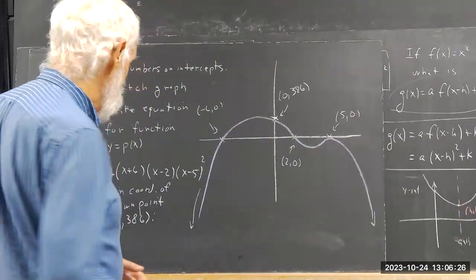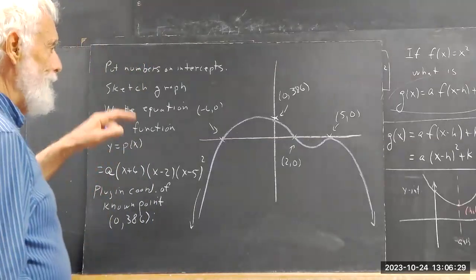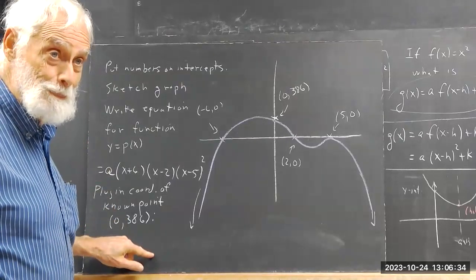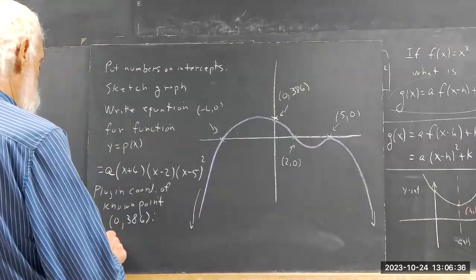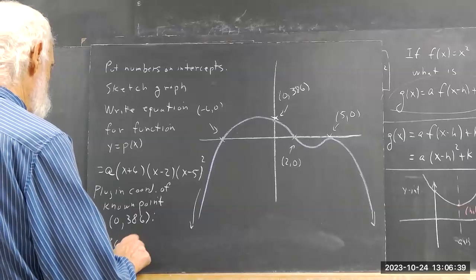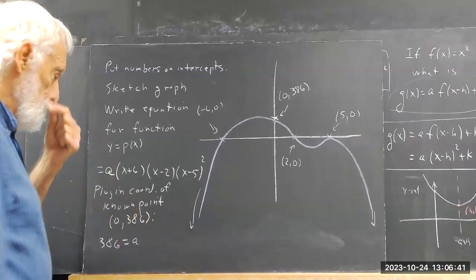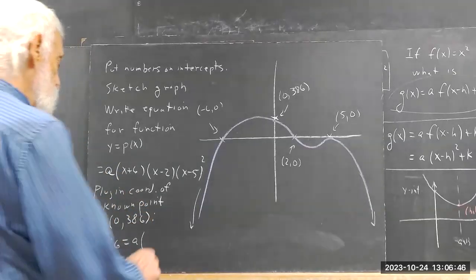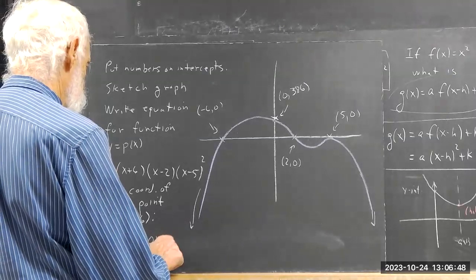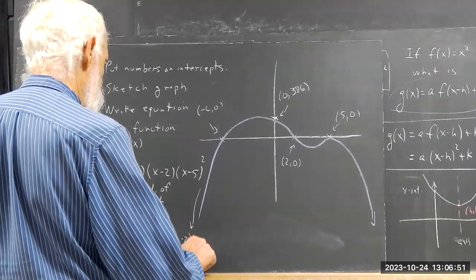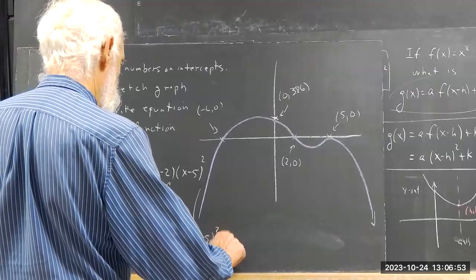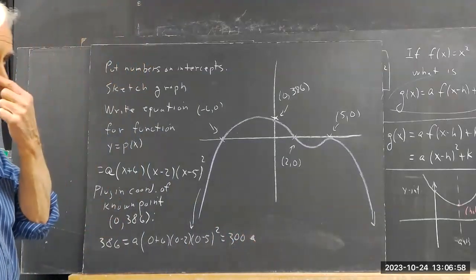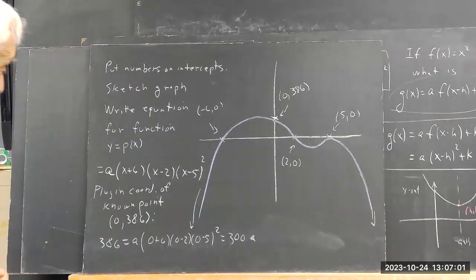Okay. When I plug in I'm going to plug in 386 for y, not for x. Okay, so we get 386 equals a. It's too bad. I was really looking forward to doing that arithmetic. It's 386 for y and 0 for x. So that's going to be 0 plus 6 times 0 minus 2 times 0 minus 5 quantity squared, which I think is 300 times a. Okay, pretty sure about that 300.